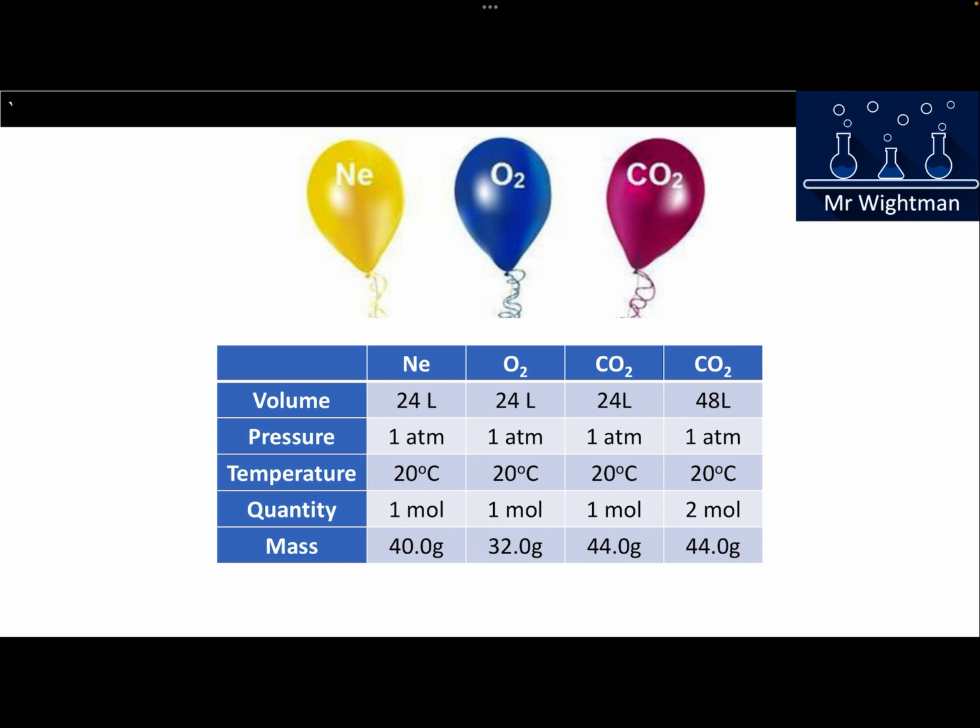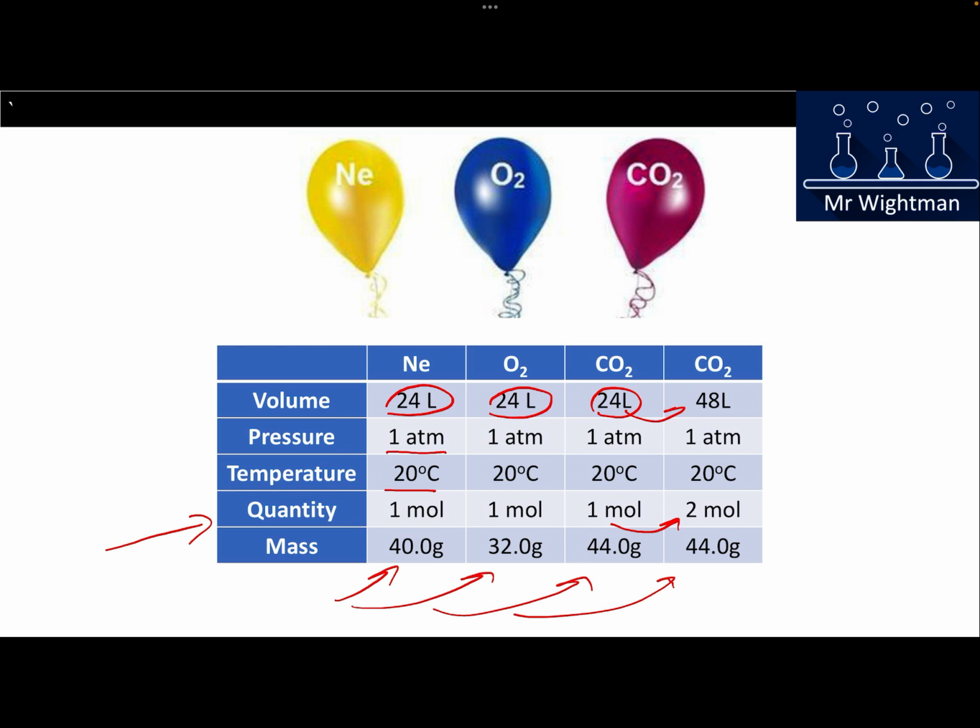Looking at this table, I have neon, oxygen and carbon dioxide. If I were to have 1 mole of each of these gases, bearing in mind that they all have their own mass numbers, at standard conditions, which is 20 degrees Celsius and 1 atmosphere of pressure, they will all occupy 24 litres if you had 1 mole of it. If I were to have 2 moles of it, it will be proportional in volume, and therefore 48 litres.